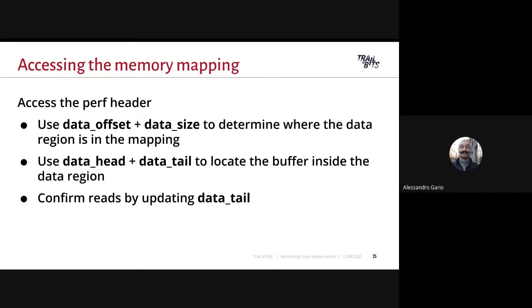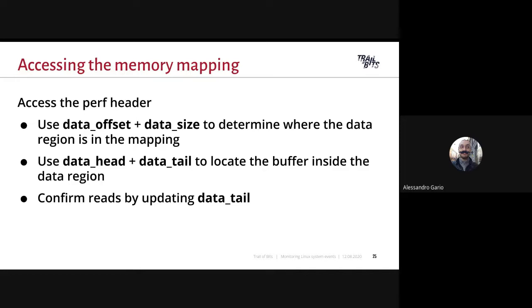At the start of the memory mapping, we have a special header that we have to interact with when reading data. Two fields, data offset and data size, tell us where the data region starts and ends. We can then use the data head and data tail offsets to locate our buffer inside the data region. When trying to read new data, you have to keep in mind that the buffers could wrap around at the edge and continue at the start because it is a ring buffer.